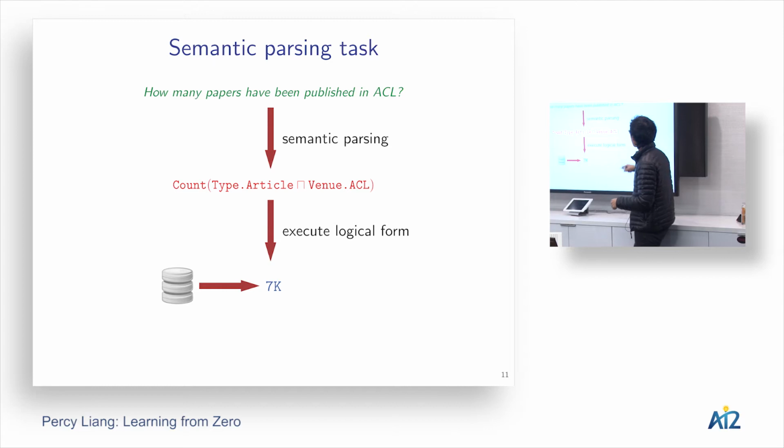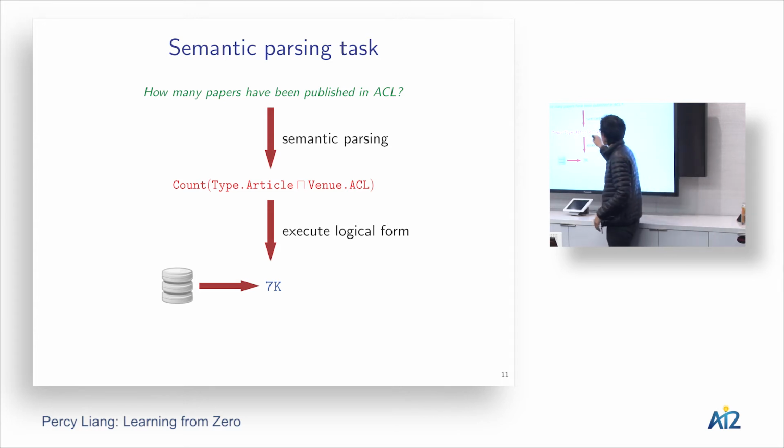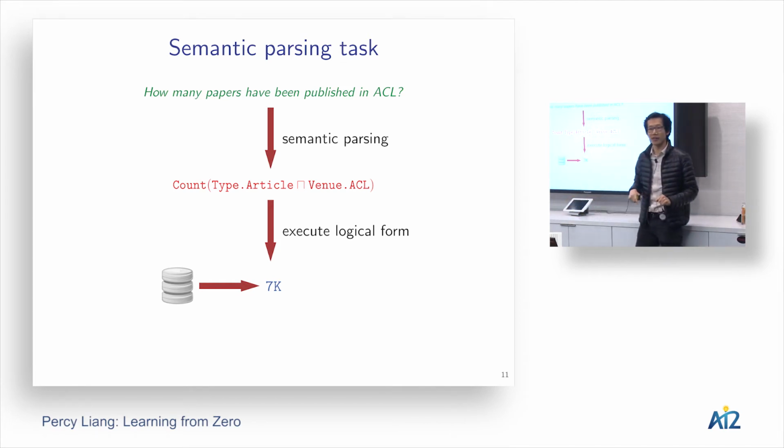And for this talk, I'm going to think about the logical forms as being in Lambda DCS, this language that we developed, but you can also use Lambda calculus if you want. The details aren't so important, but intuitively what this is saying is that this is a set of articles, this is a set of things that appeared at ACL, and you're intersecting them and you're counting them up. And that is the semantics of this question.